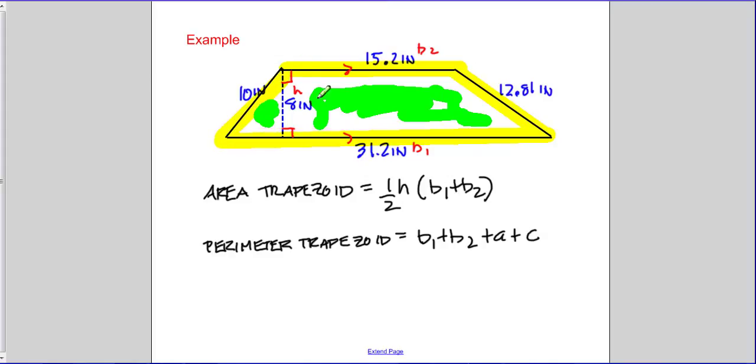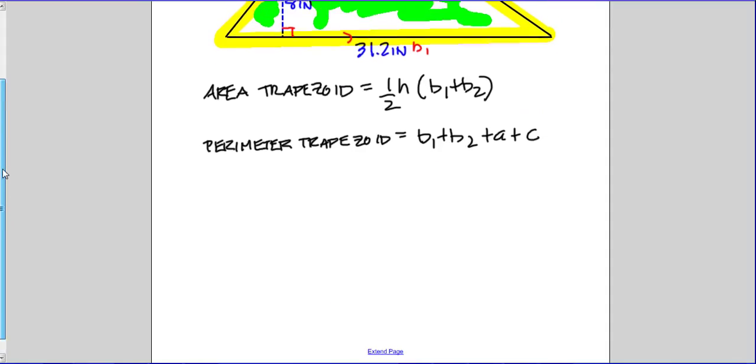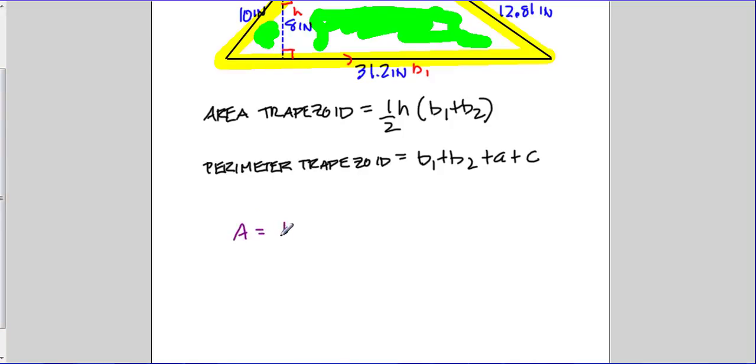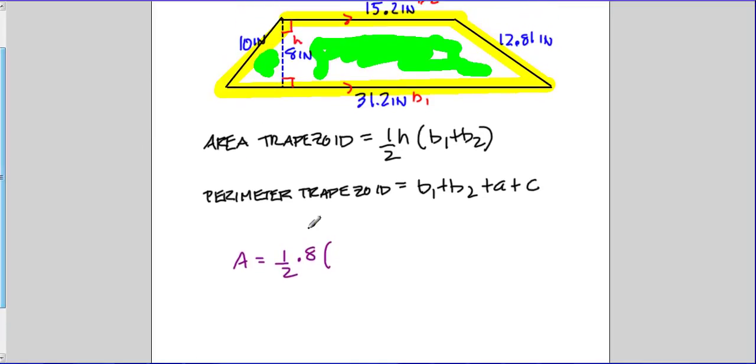Notice the height is not part of that. So it's going to be 15.2 plus 12.81 plus 31.2 plus 10. So let's do the area first. The area here is 1/2 times the height, which is 8, times the sum of the bases, which is 31.2 plus 15.2. So I'll add the bases up here. That's 31.2 and 15.2. That's 46.4. So I have half of 8 times 46.4.